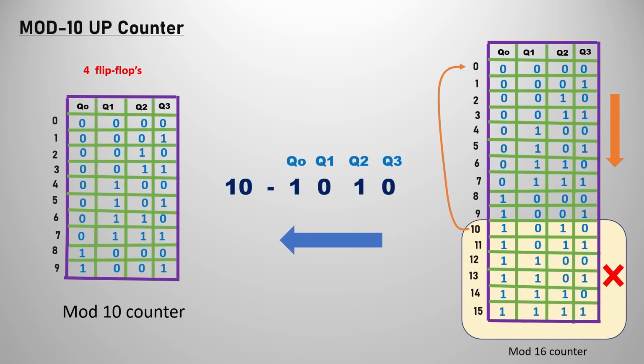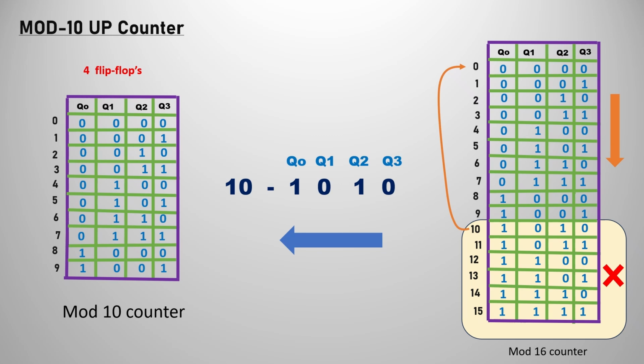If you see clearly, we are using 4 flip-flops but we are not utilizing all the states. We are going up to 9 because that is a total of 10 states, and we are leaving out the remaining states, that is 10, 11, 12, 13, 14, 15. The remaining 6 we have left, so that we consider only 10 states. So we are going to last up to 9.